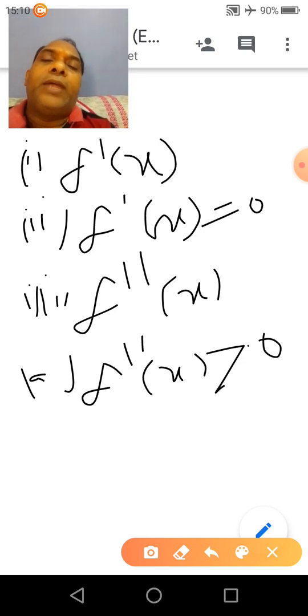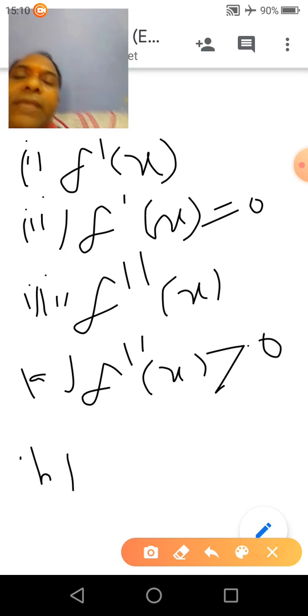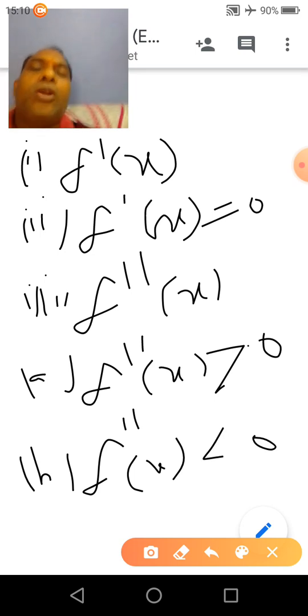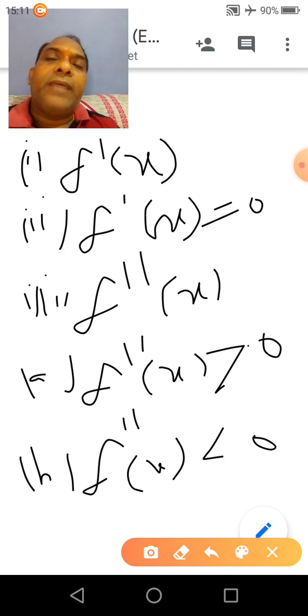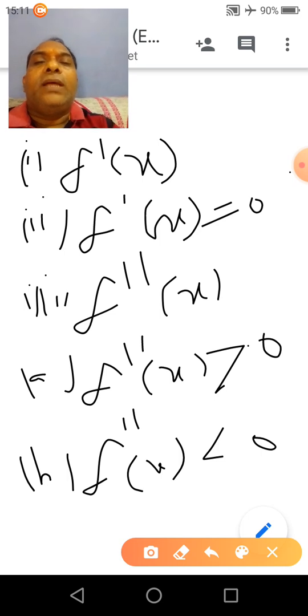If f''(x) is greater than 0, meaning positive, then the function will be minimum at that point, and if you put the value of x in the function, you can find the minimum value of the function. If f''(x) is less than 0 or negative, then the function will be maximum at that point, and if you put the value of x obtained in the function, you can find the maximum value of the function.